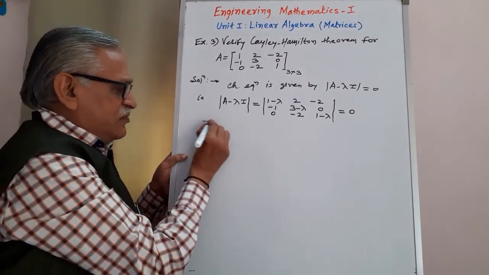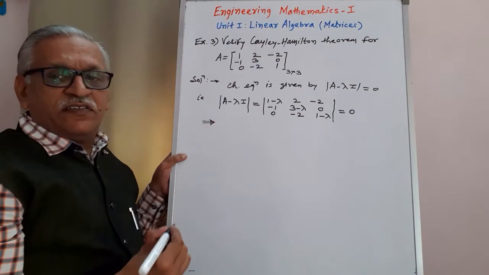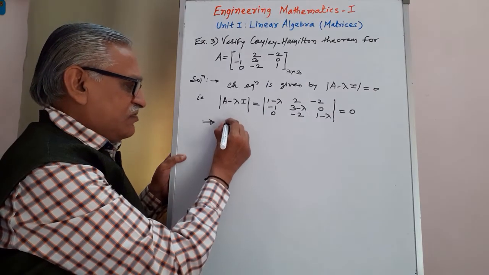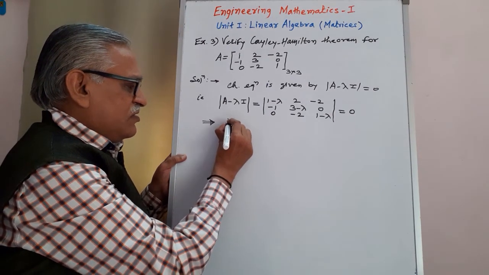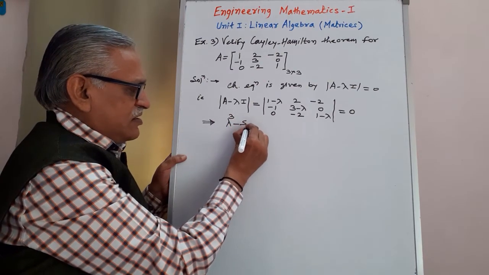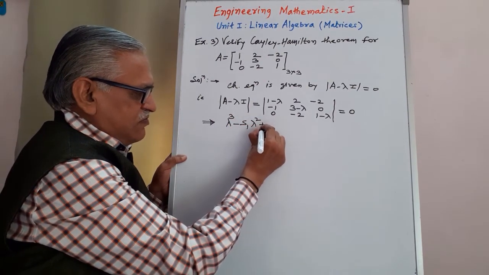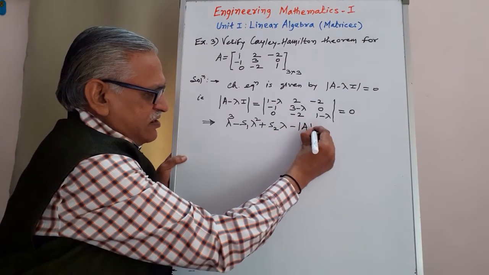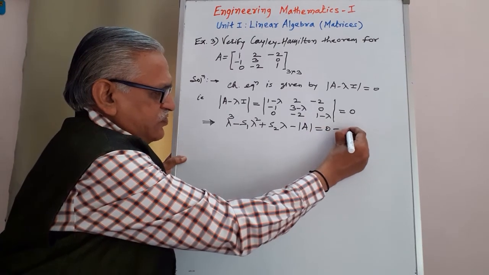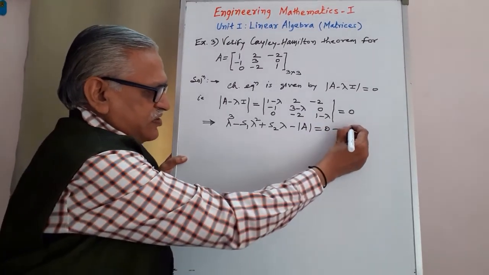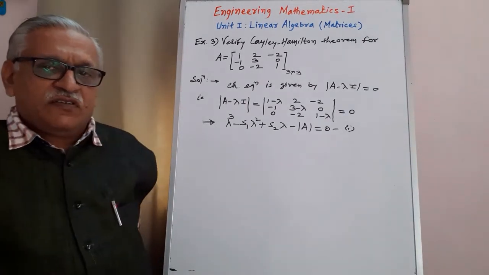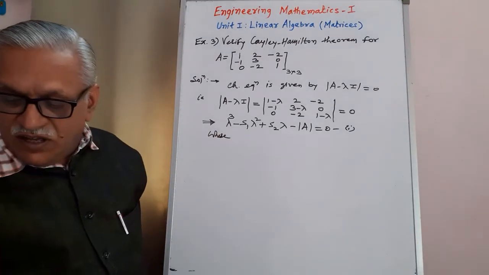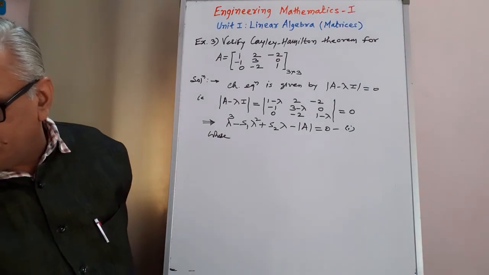Okay, this implies we can obtain this equation by applying that shortcut method. That equation we have lambda cube minus S1 lambda square plus S2 lambda minus determinant of A equals 0. By using this, we can determine that characteristic equation. We call this equation 1. Okay, where we require to find all values.